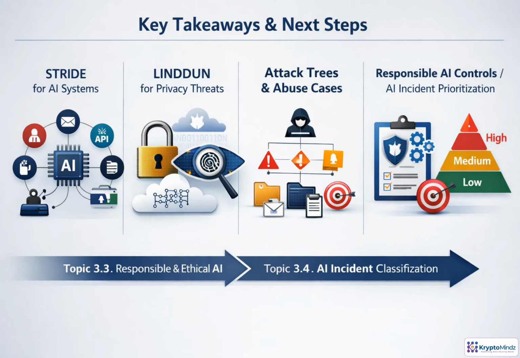AI threat modeling turns uncertainty into actionable security and privacy work. STRIDE exposes abuse paths across prompts, models, APIs, tools, and agents. LINDDUN sharpens privacy analysis. Attack trees and abuse cases make risks testable. Next, we apply these findings to responsible controls and incident prioritization.